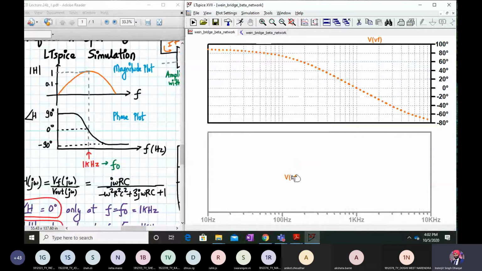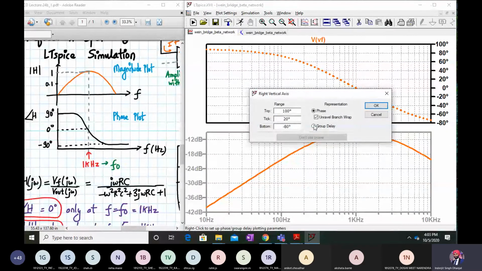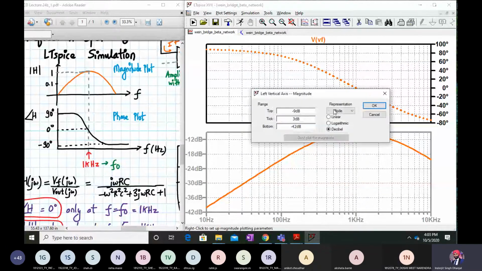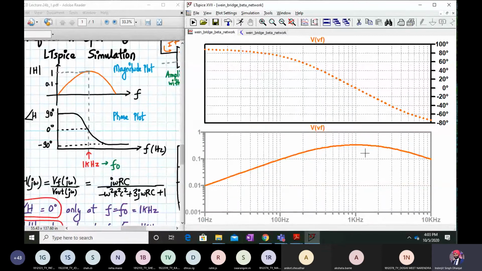Can you see this? Okay, anyways, not a problem. So can you see this plot, everyone? Here I have to reduce this to logarithmic. This is at f equal to f naught. This is at 1 kilohertz, right?